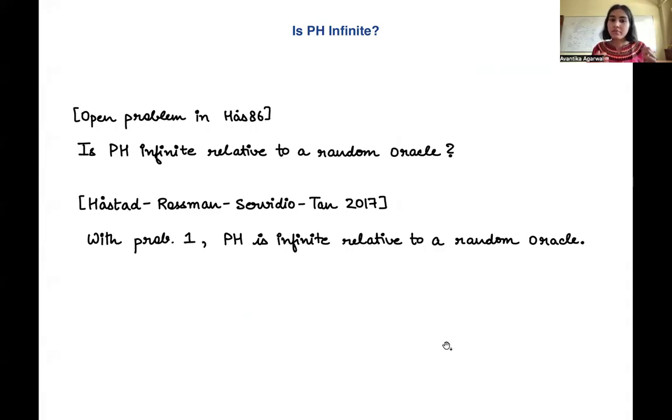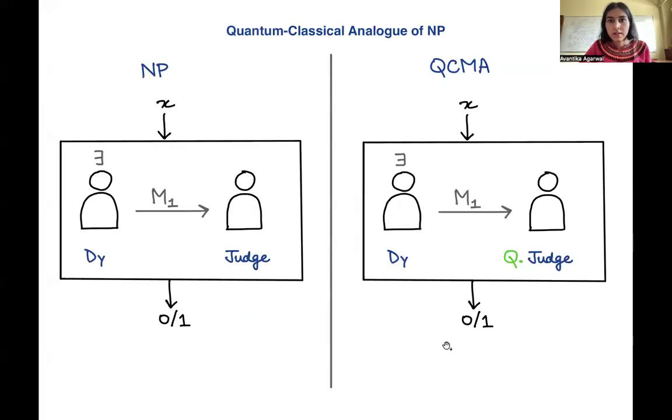So that means that with probability 1, if you're sampling a random oracle, then there is something that the i plus 1th level of PH can solve that the ith level of PH cannot solve. So that is all I had to say about classical PH for now. So now let's talk about the quantum classical analog.